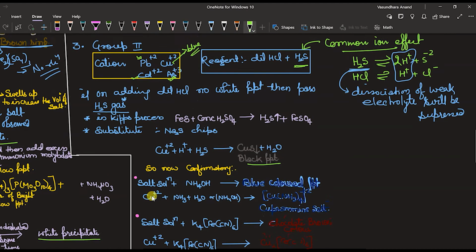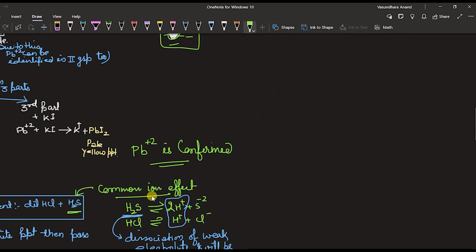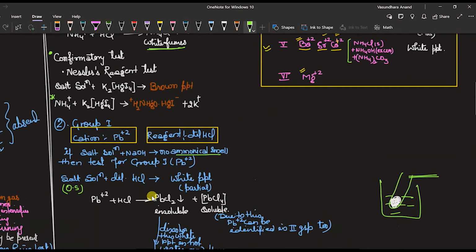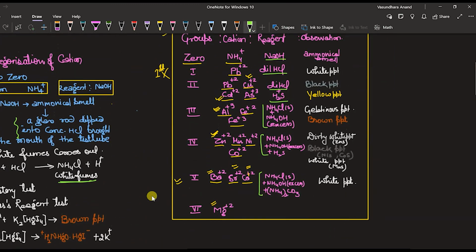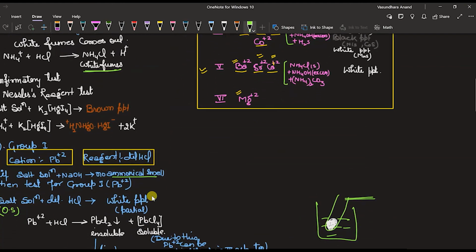Yes, here I have told you that all these 4 can have different results. So let me show you this one. You can see if I add this dilute H2S, lead and copper both will give you the black PPT, while cadmium and arsenic will give you the yellow PPT. Did you get that? On adding the same reagent, lead and copper will give black PPT, while cadmium and arsenic will give yellow PPT. Done, bachche?